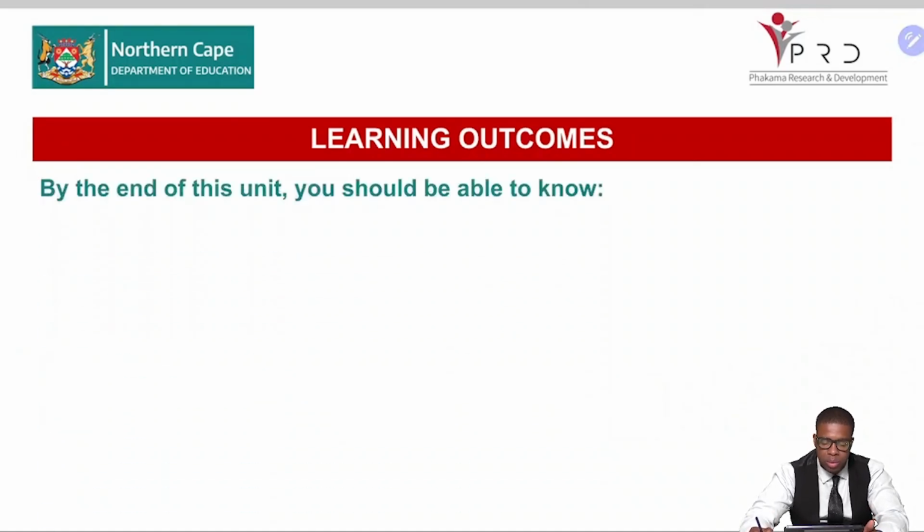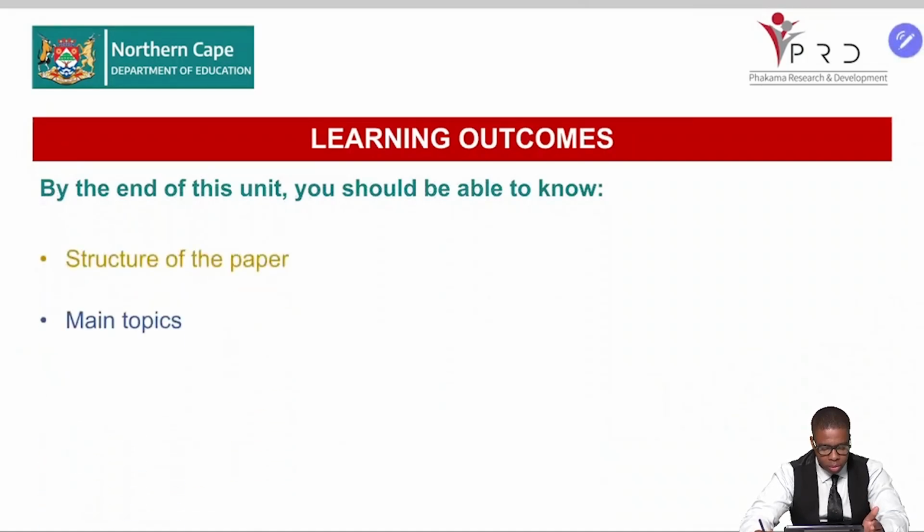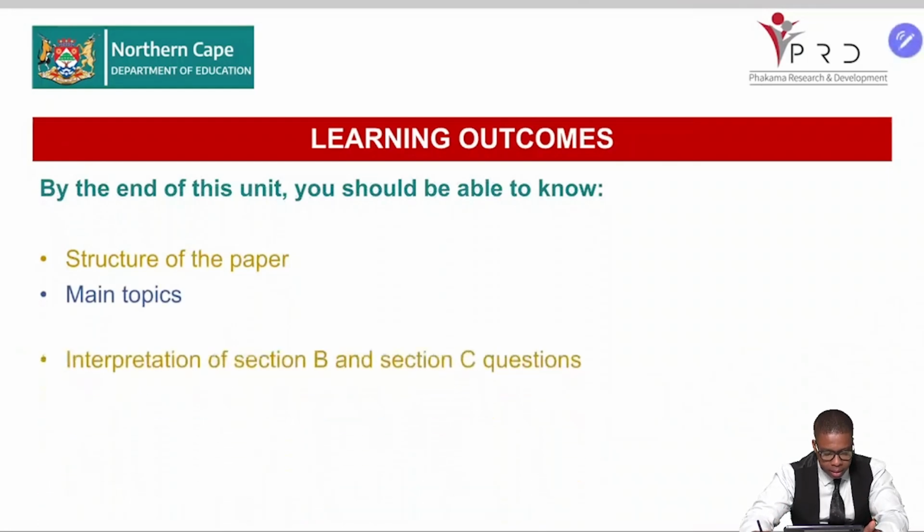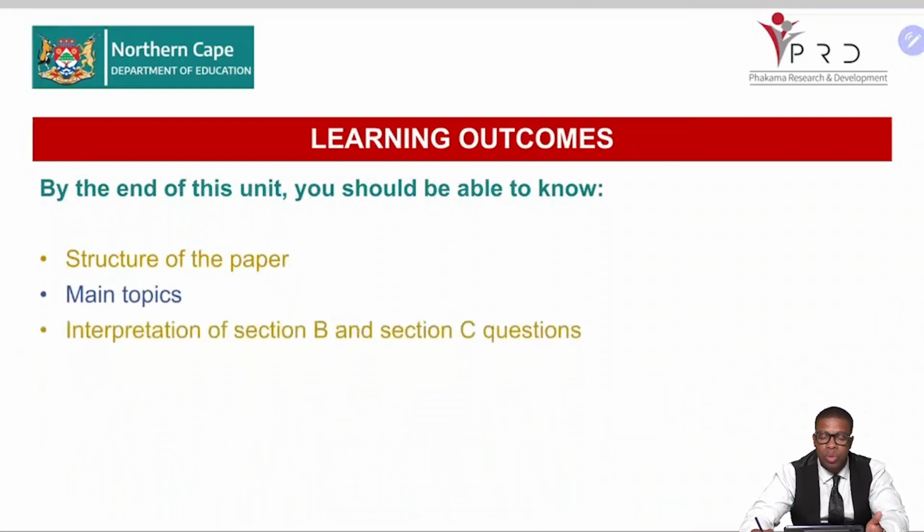By the end of this unit, you should be able to know the structure of the paper for Paper 1. You should also know the main topics that are assessed in Paper 1. And remember, we have two main topics, the business environment and the business operations. Meaning, you are going to focus on business environment only. Then, we will be looking into interpretation of section B and section C questions.